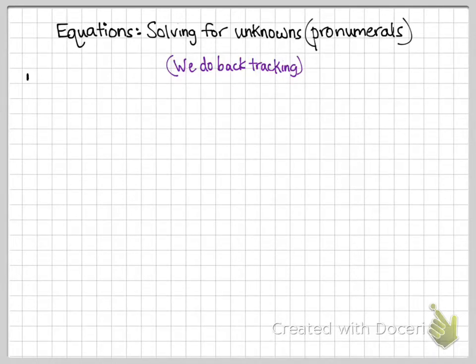In this section we look at equations and how to solve for unknowns and pronumerals. One of the techniques we're going to use for solving equations for unknowns is something we call backtracking. I'll explain what backtracking is as we look at some examples.